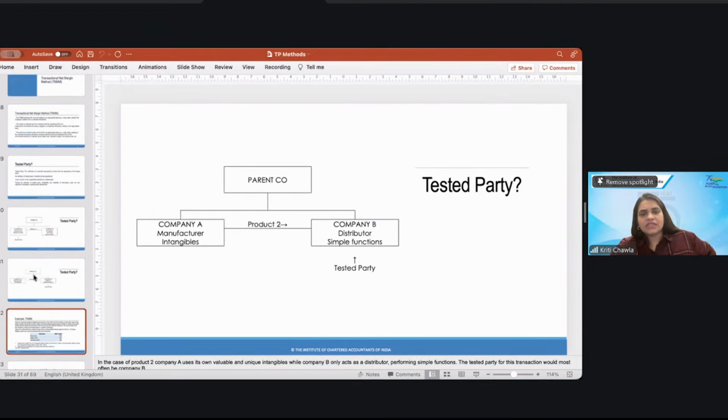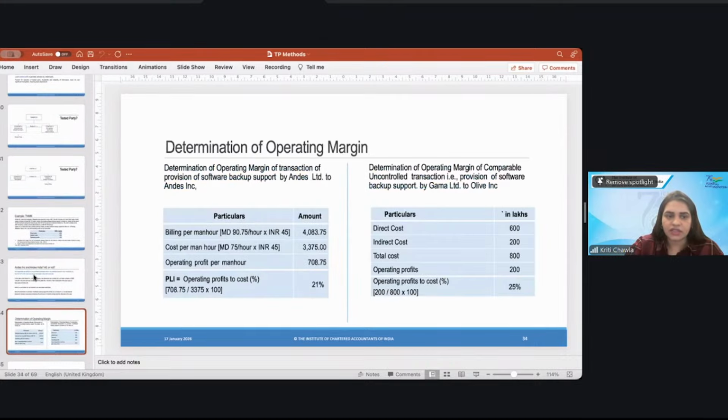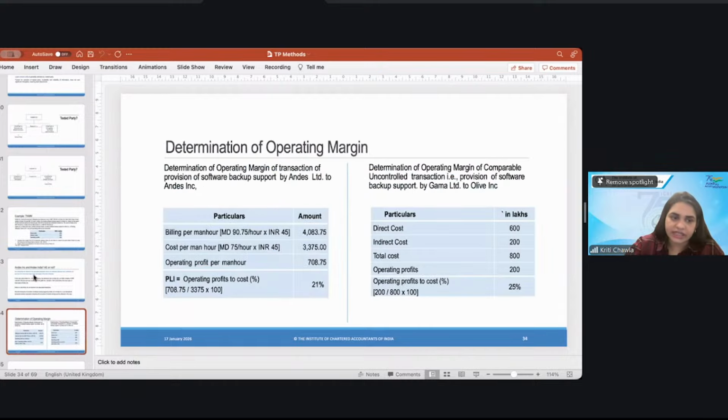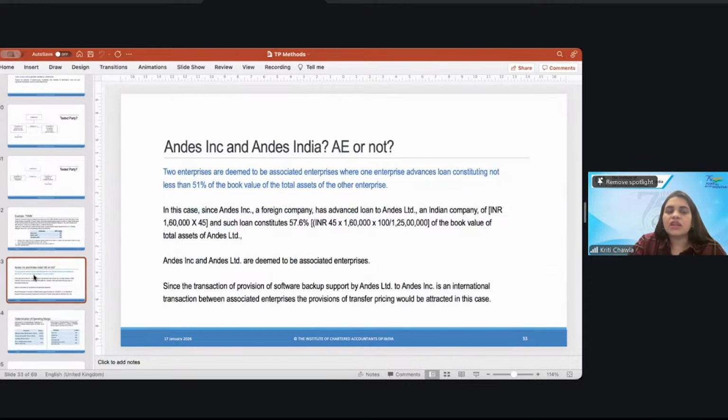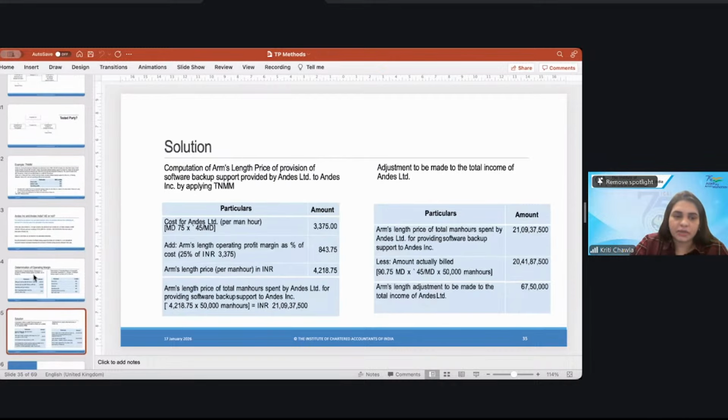These were some of the examples that we were discussing, and this is one example that we discussed for the TNMM method. In this situation, the first step was to determine whether the entities are associated or not, and then determine the operating profit margin in both situations and compare it. You can get questions where step one will be to consider whether the two entities are associated or not. So it's more like a mix of section 92A application, where you determine whether the entities are associated or not, and then section 92C, which talks about these particular methods.